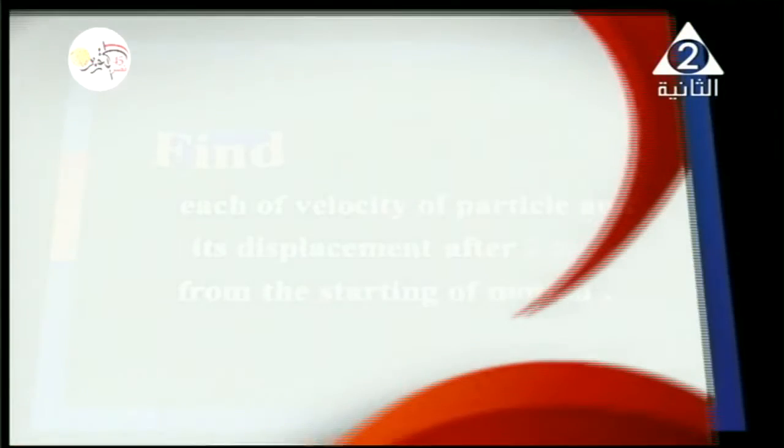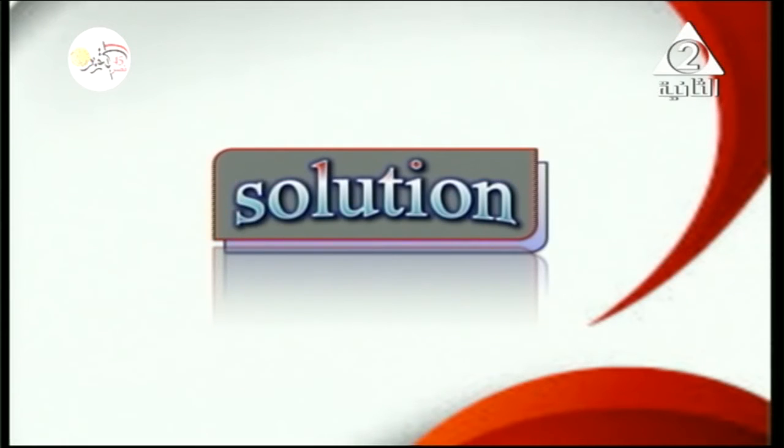Look at the solution, my dear student. Since the relation between acceleration and time from the given is a equals 3t minus 2. What do you mean by a? Acceleration. Good student. What is the required? Velocity. What do you make, my dear student, differentiation or integration? Integration. Why? Because we have acceleration and the required is velocity. Then we make integration.